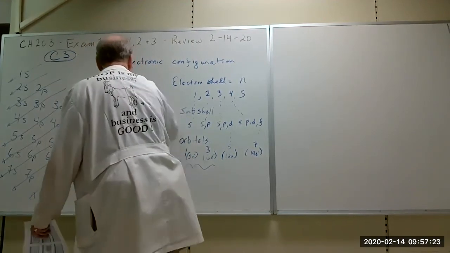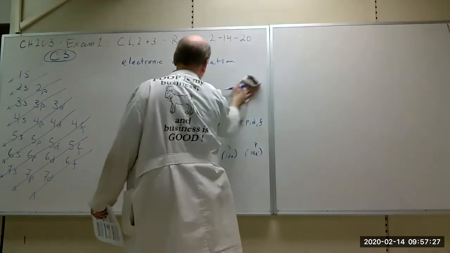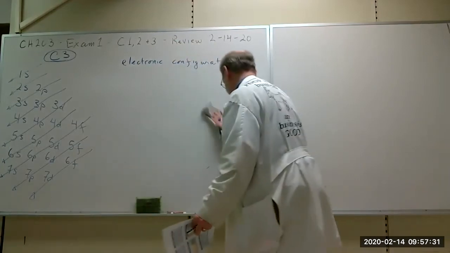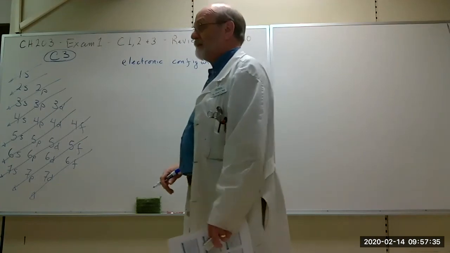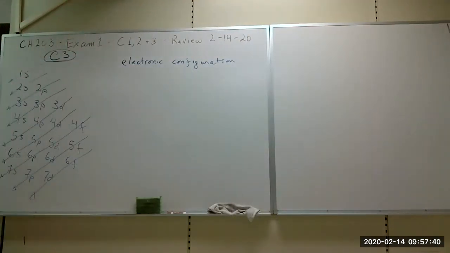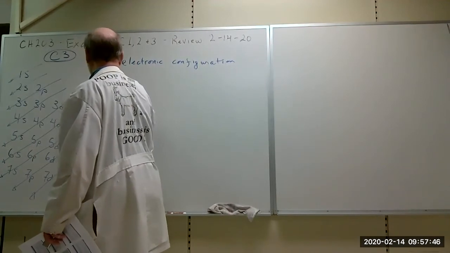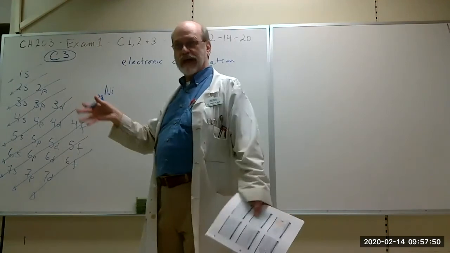Now, if you know how the periodic table is structured, you don't need to know that. You have access to a periodic table. You just look, all right, where's my element? Let's say nickel. 28. Okay. So nickel has 28 protons, so it has 28 electrons, the neutral atom.